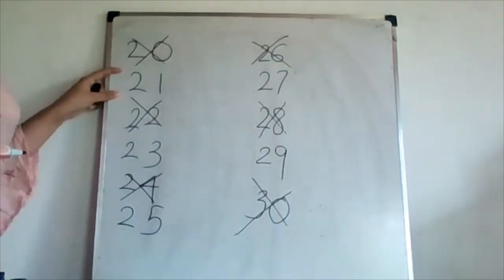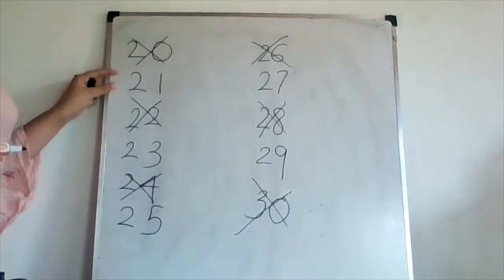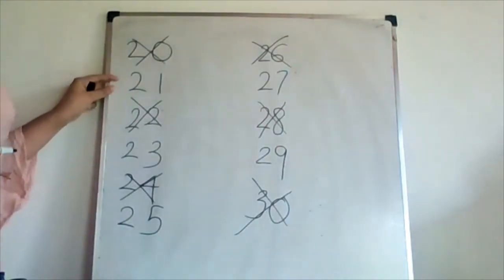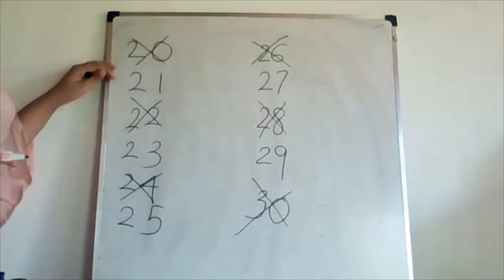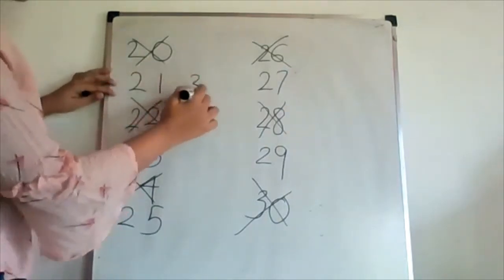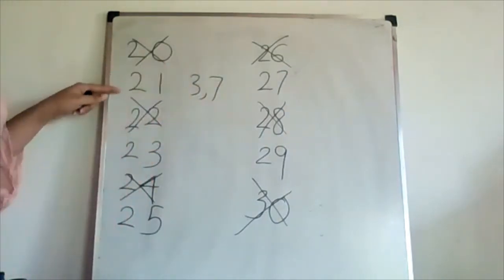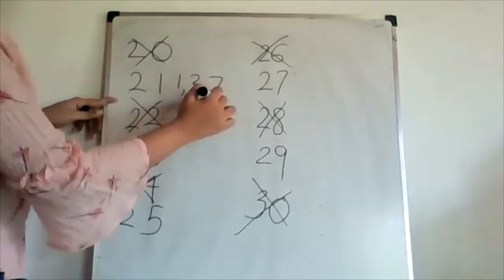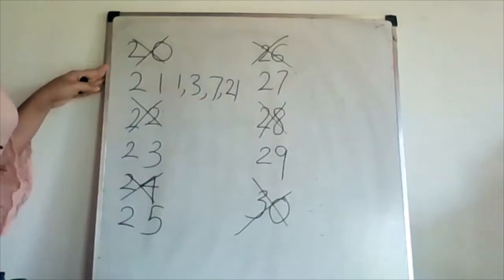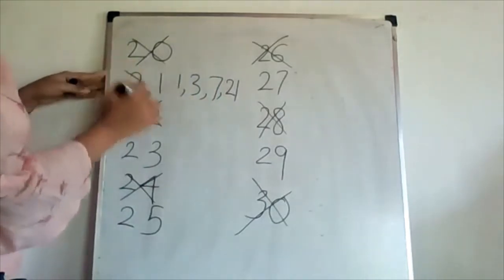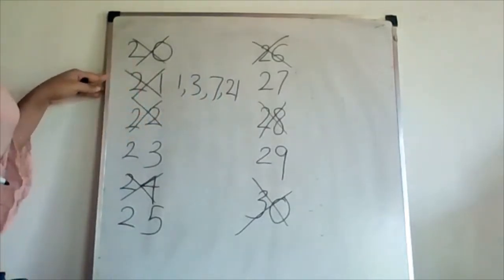21 is there and we all know 21 is a multiple of 3 and 21 is a multiple of 7. So that means 3 and 7 also become the factors of 21 and there's 1 and 21 also. So there are more than two factors for 21. That means 21 is also not a prime number.